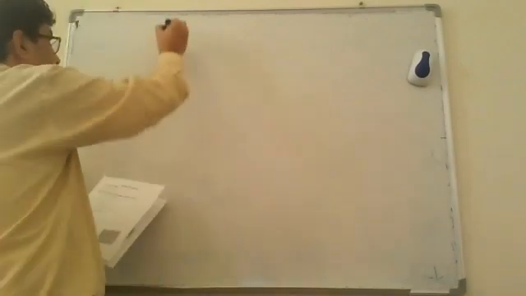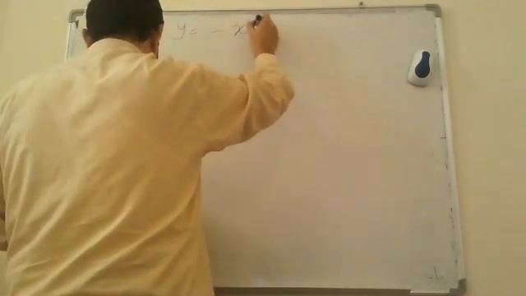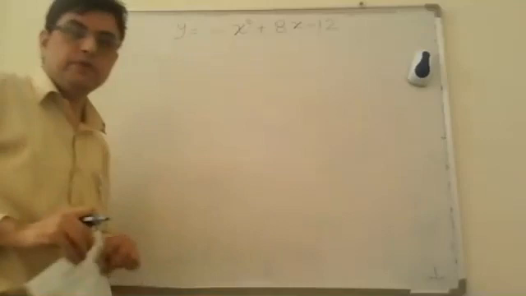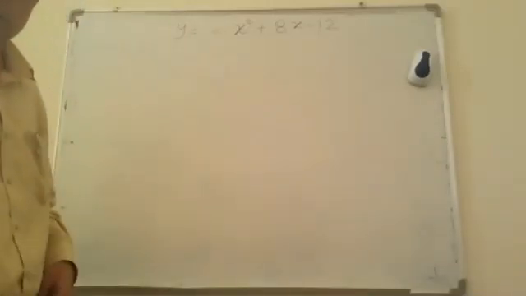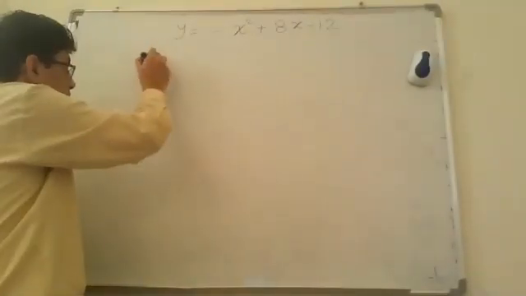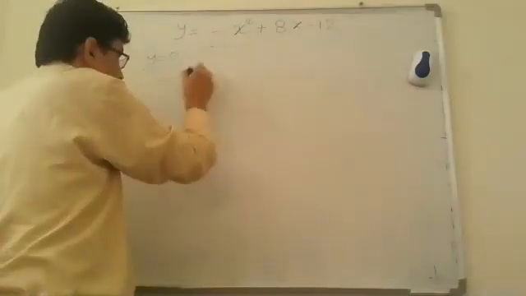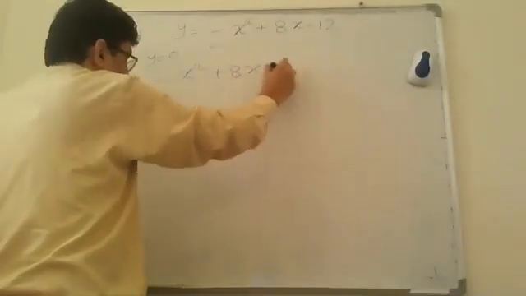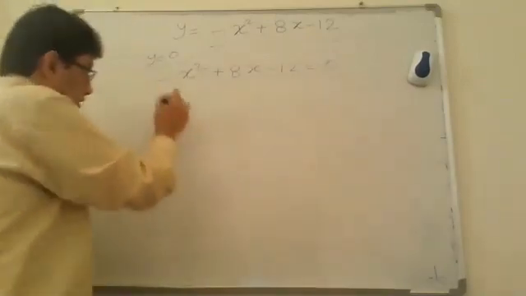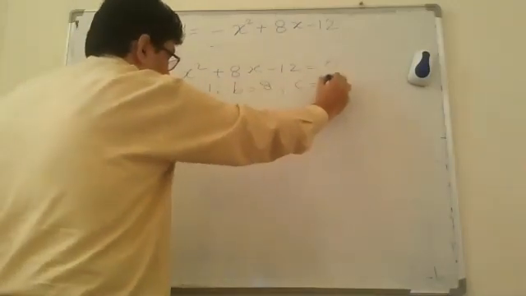For example, you need to draw this one: y is equal to minus x square plus 8x minus 12. So first of all, the first step, you have to put y is equal to 0. So minus x square plus 8x minus 12 is equal to 0. Now a is equal to minus 1, b is equal to 8, c is equal to minus 12.